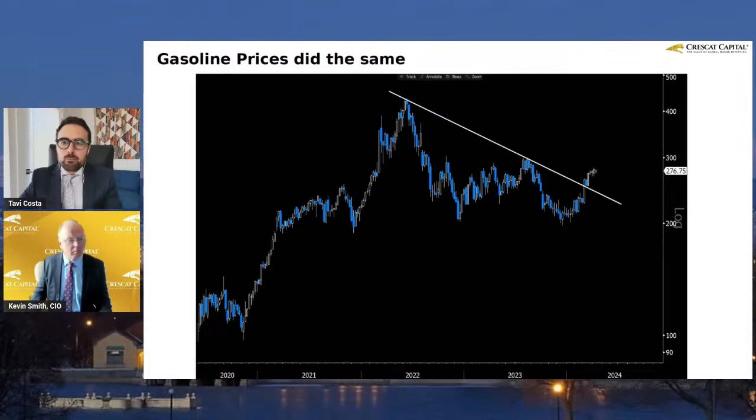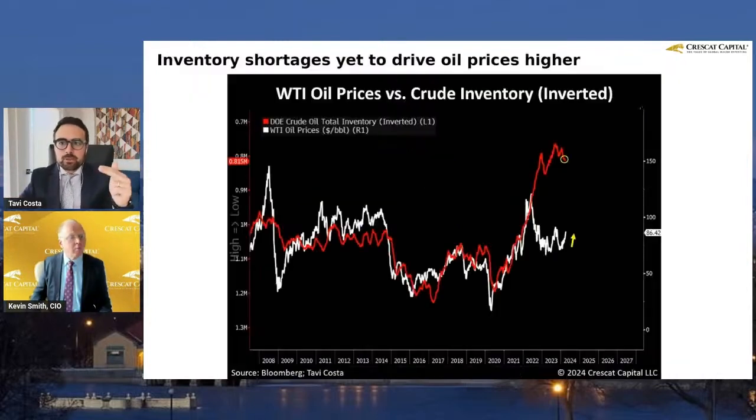One of them, gasoline prices also broke out. I'm not going to go through that, but it's basically a very similar chart. It broke out recently. Probably it's going to go a lot higher, but let's go to the next chart. You can see here one of the reasons is inventory shortages are yet to drive the prices of oil a lot higher. You're looking at two lines in this case: the inverted inventories of oil in the US, and the white line, which is just the WTI price. You can see clearly that there's a correlation between the two, where when inventories run low, you tend to see oil prices go higher.